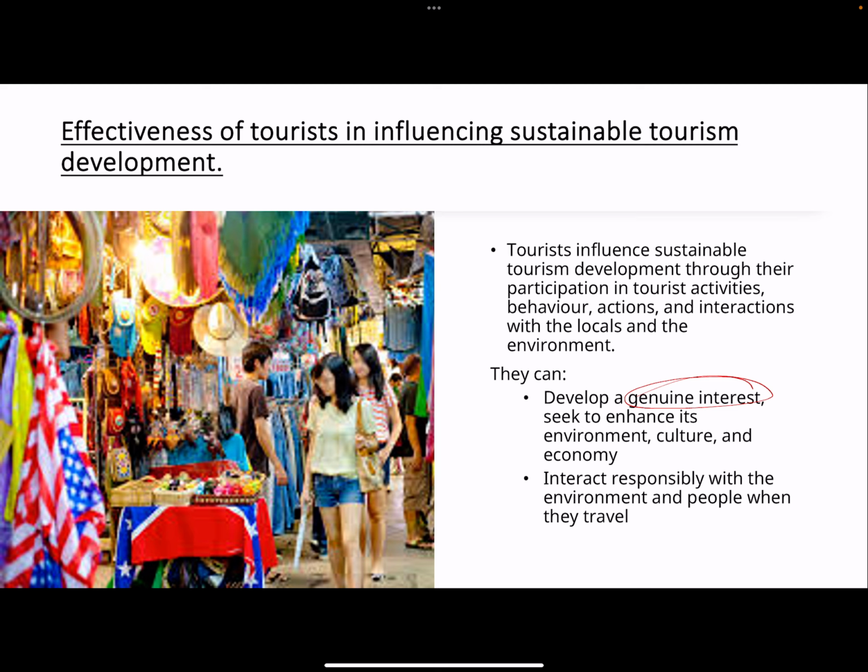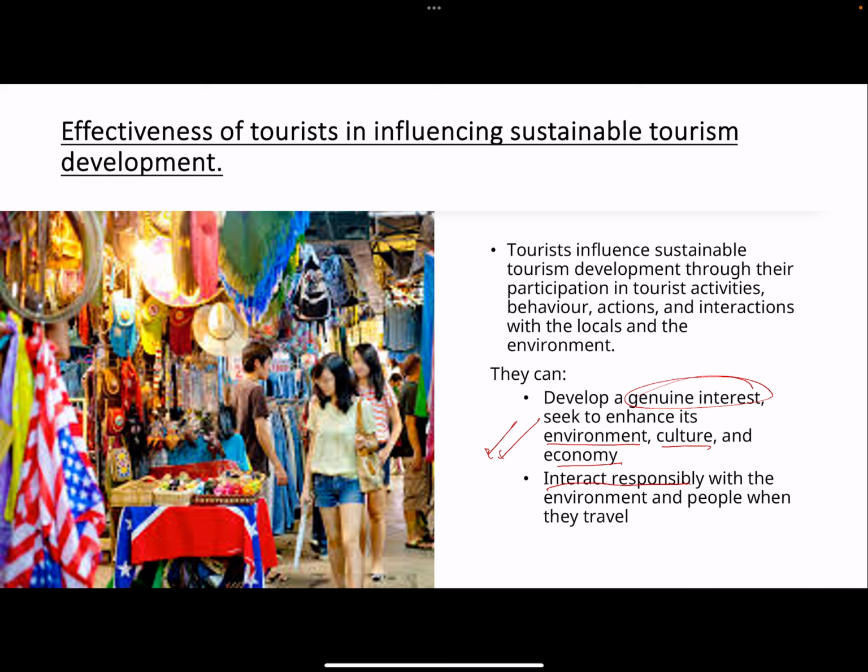Okay, but of course, if they develop genuine interest in the area, in the form of trying to enhance the culture, the environment, and the economy, then these are all great. Okay, these are all great, right? How can they do it? Responsible interaction. Okay, that's it. Right, interact with the environment responsibly.